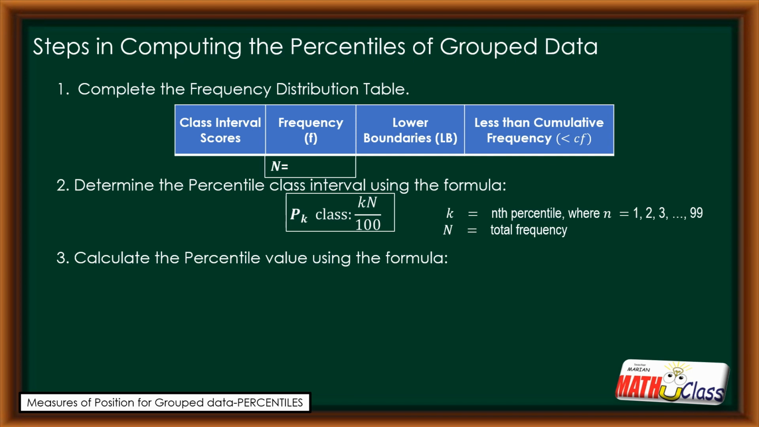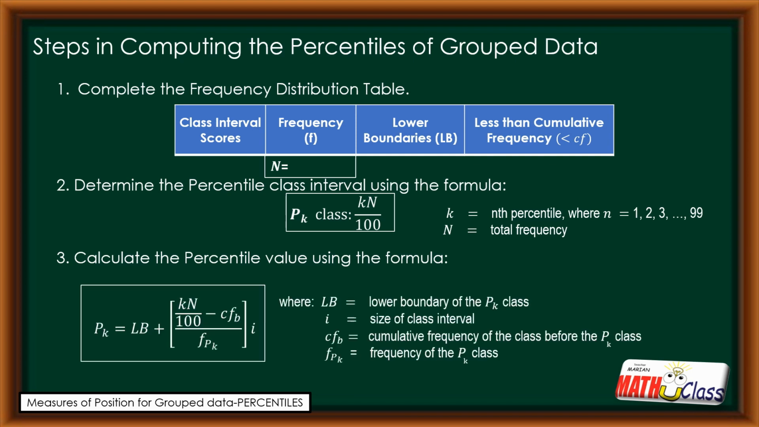Step 3. Calculate the percentile value using this formula, where LB is the lower boundary of the PK class, I is the size of the class interval, CF sub B is the cumulative frequency of the class before the PK class, and F sub PK is the frequency of the PK class.